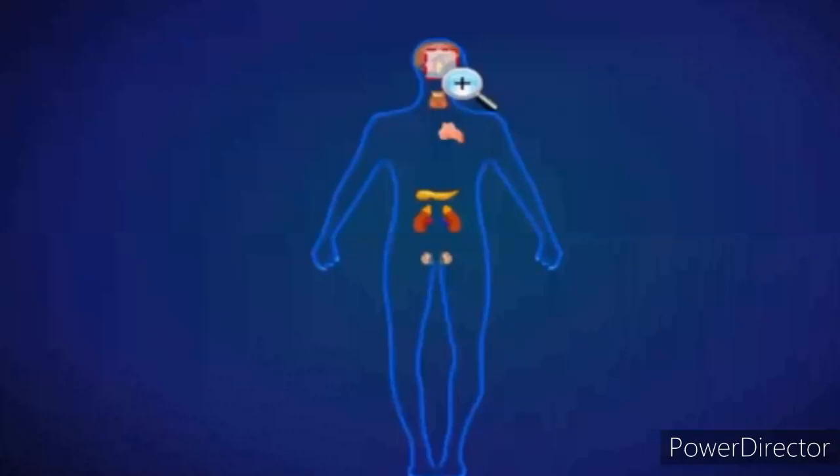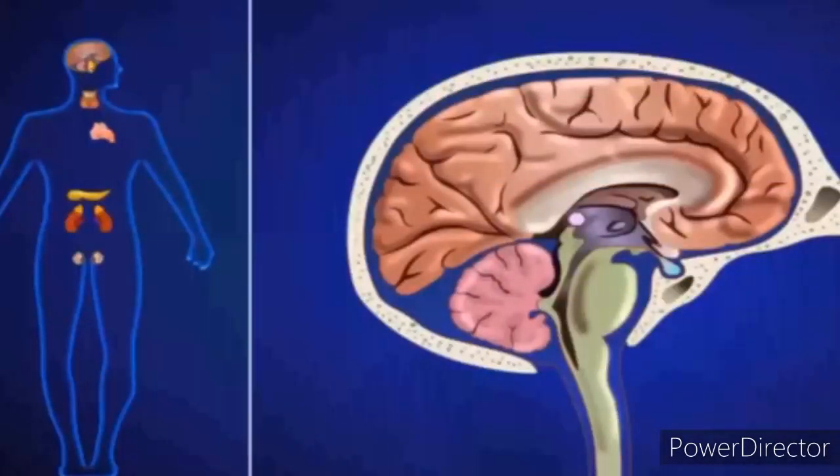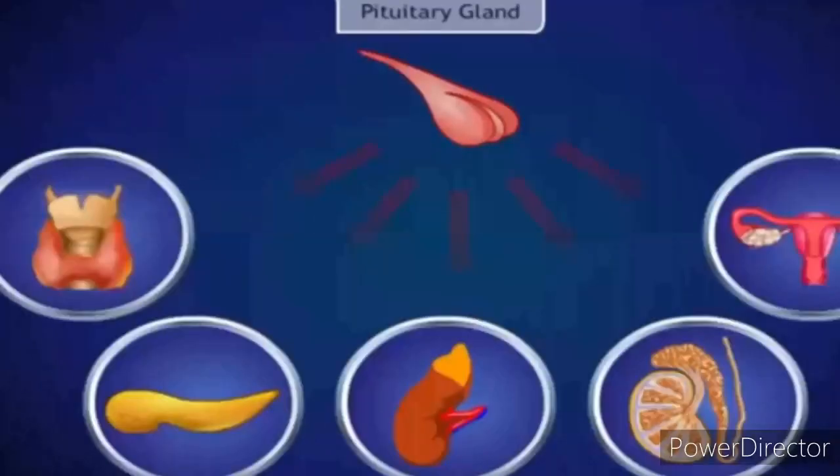The pituitary is a pea-shaped gland present at the base of the brain. It is connected to the ventral wall of the diencephalon. It secretes a large number of hormones that regulate organs as well as other glands. Hence, it is also known as the master gland.